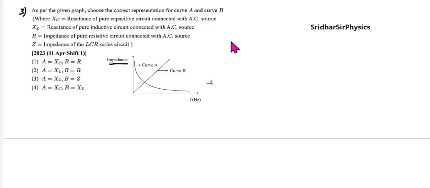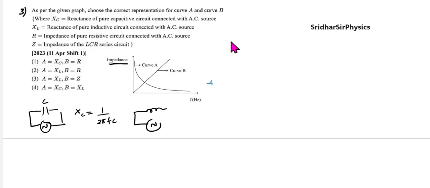What is the formula for this one? प्योर कैपेसिटर. यहाँ पे कैपेसिटर हम कनेक्ट कर लेते हैं. Then XC equal to how much it is? 1 by 2 pi f C. अगर तुम इंडक्टर कनेक्ट कर लिए तो XL equal to 2 pi f L.